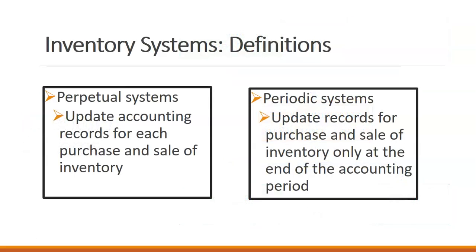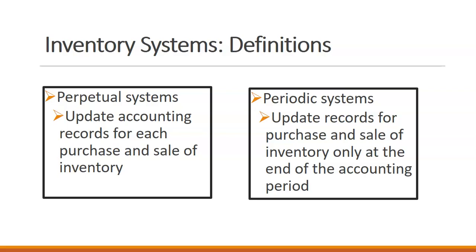We have two different types of inventory systems, a perpetual inventory system and a periodic inventory system. A perpetual system updates the accounting records for each purchase and sale of inventory. This is an example of using barcodes. So when you go to Hy-Vee, for example, and you purchase groceries, every time they scan the barcode, the computer system updates their inventory system. It's a computerized inventory system.